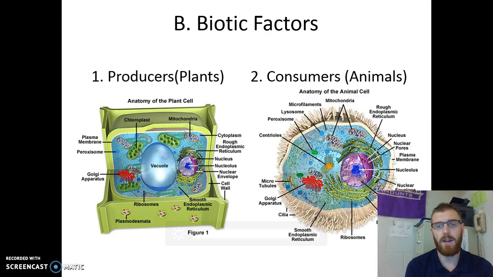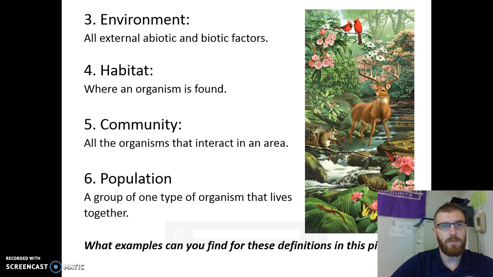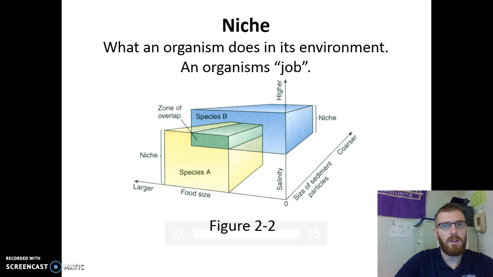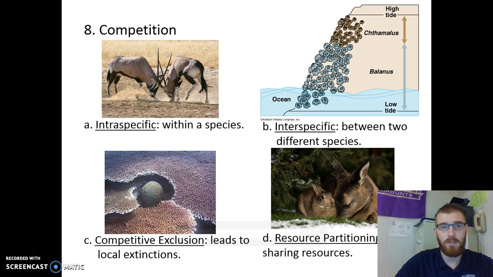Some of the biotic factors in our ecosystem: one is plants, the other is animals. Environment, habitat, community, populations. You can read all of these, and you should remember the definitions from biology. Your niche should also be remembered from biology, but simply put, it's the job that an organism has. It's its role in the environment.